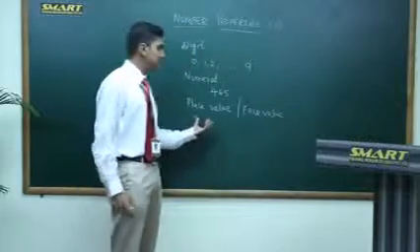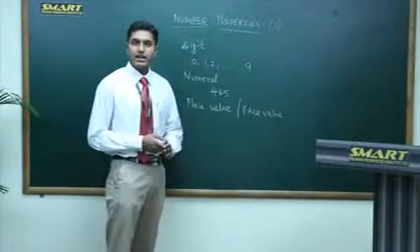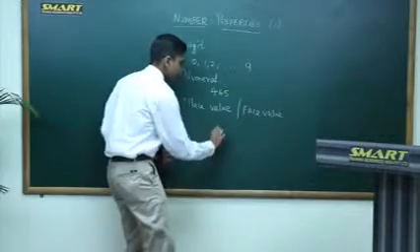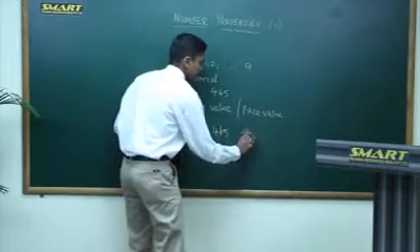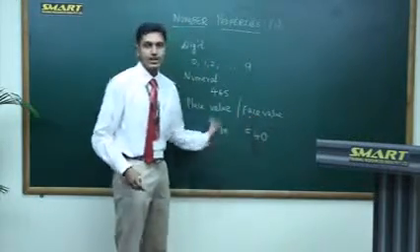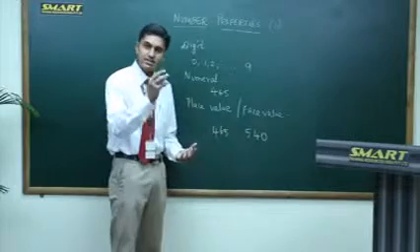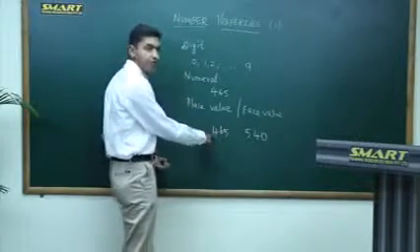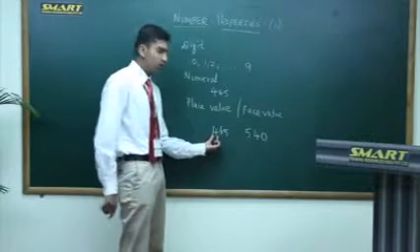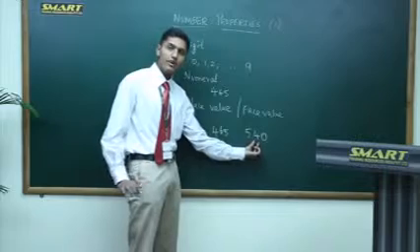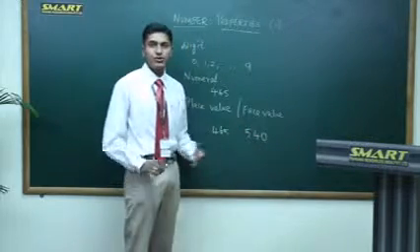The third one is the place value and face value. To understand this, let us take two numbers, 465 and 540. First, we know what is a face value. Face value is the digit, the value of the digit itself. For example, the face value of 4 in 465 is 4, and the face value of 4 in 540 is also 4.